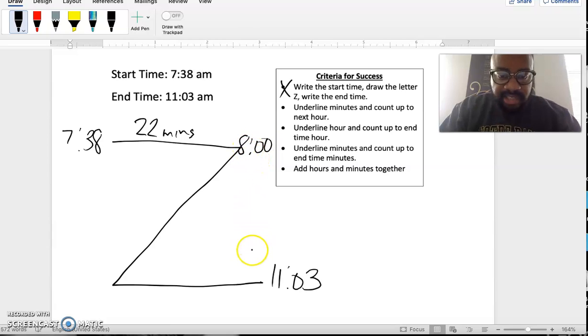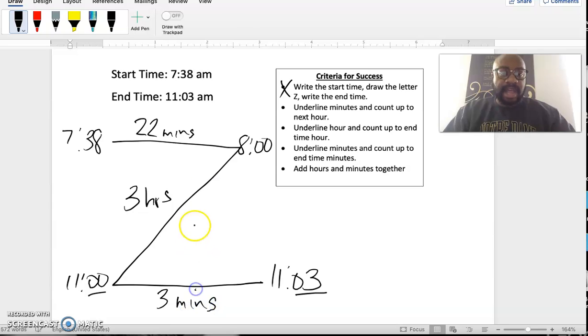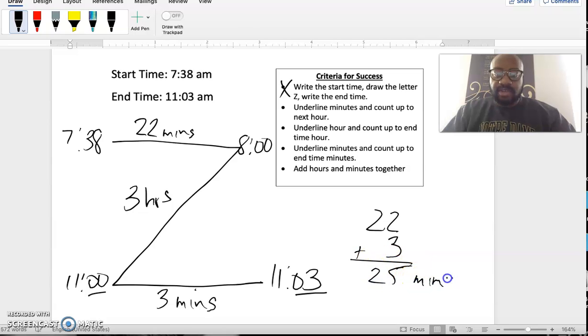To get from 8 to this next hour of 11, 8, 9, 10, 11. Oh, that's 3 hours to get me to 11. And now from 11 to the end time minute of 3, well, from 11 o'clock to 11:03 is just 3 minutes. So now I need to add my minutes together. 22 plus 3 is going to give me 25 minutes total.